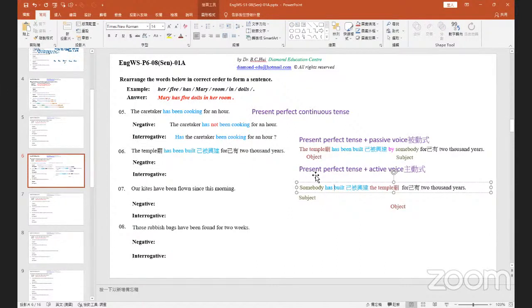Understand? Both are in present perfect tense. The first sentence here, the temple has been built by somebody for 2,000 years. This is a sentence in passive voice. Present perfect tense in passive voice. If you want to change it into active voice, you move the subject to the front and put the object after the verb. Somebody has built the temple for 2,000 years.